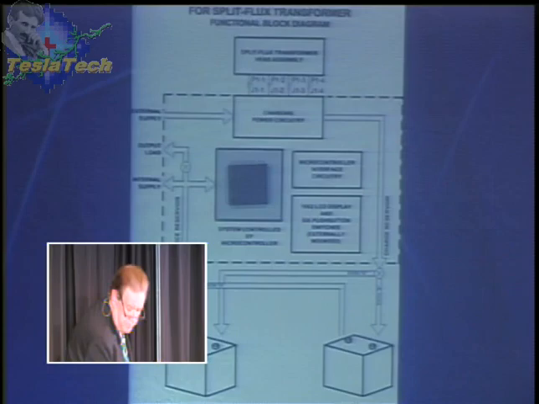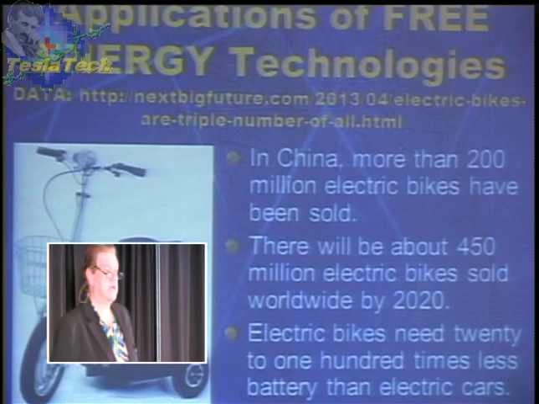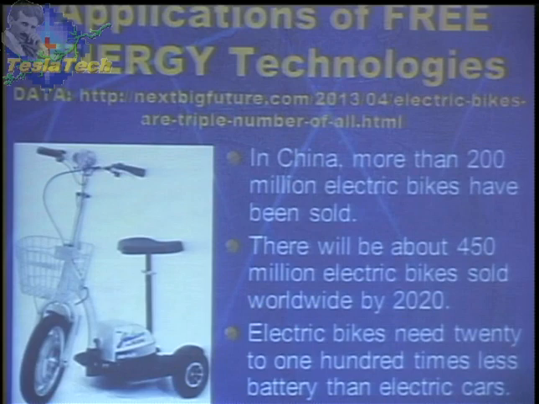Okay, applications of this technology. Any deal is going to be a multi-million dollar, multi-billion dollar deal. When you just look at one tiny little market, these electric bikes, and we show them out there at our display, we see that China has already sold 200 million electric bikes, and their projections are 450 million electric bikes to be sold by 2020, and every one of those bikes has to be plugged into the grid, but not with our tech.